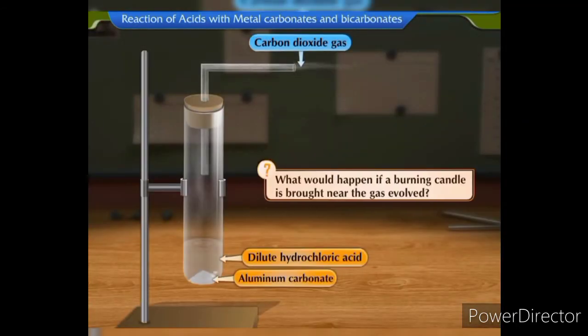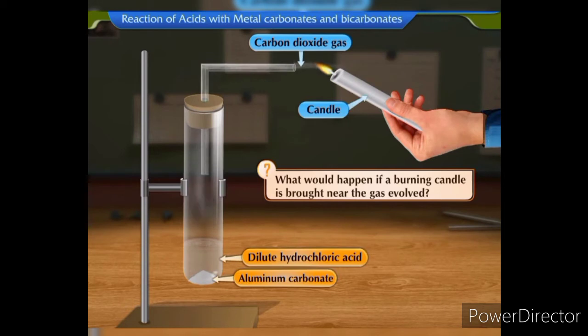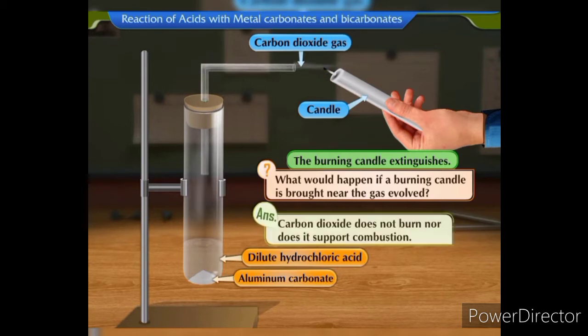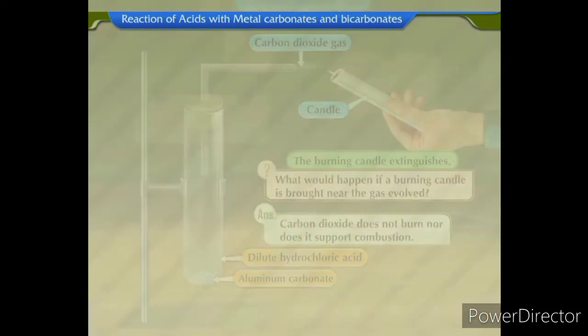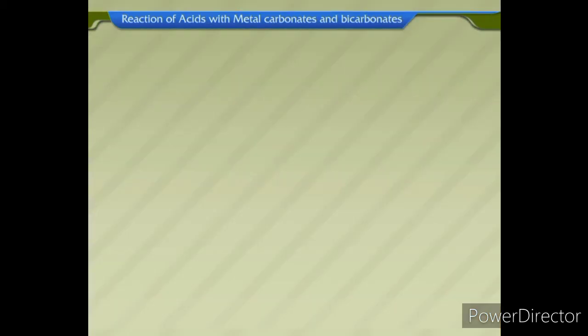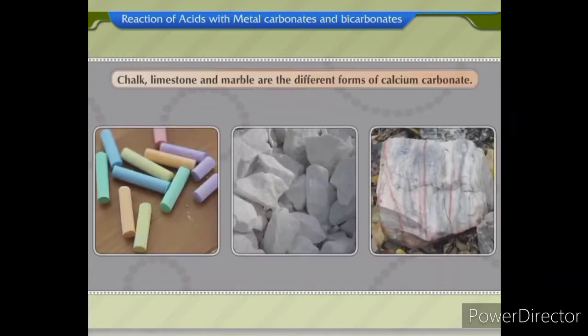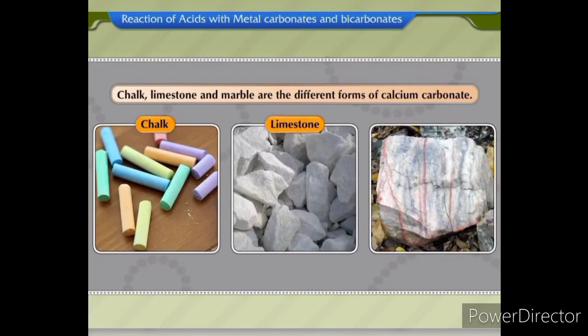What would happen if a burning candle is brought near the gas evolved? The burning candle would extinguish. Carbon dioxide does not burn, nor does it support combustion. Please note that chalk, limestone and marble are the different forms of calcium carbonate.